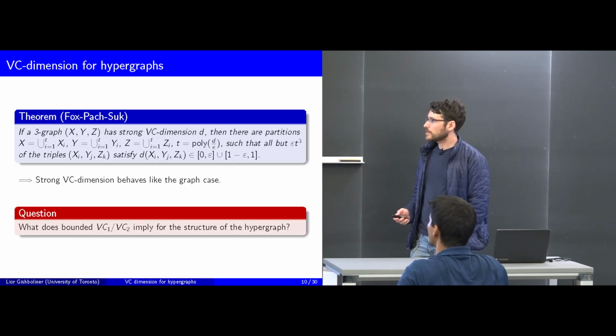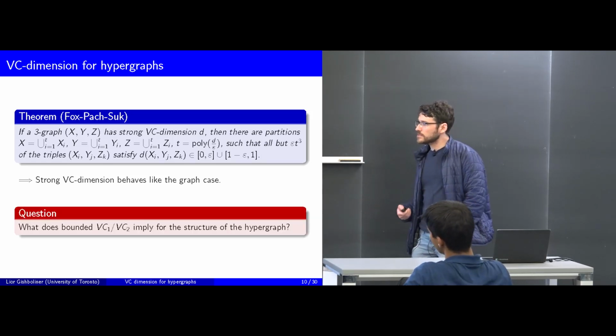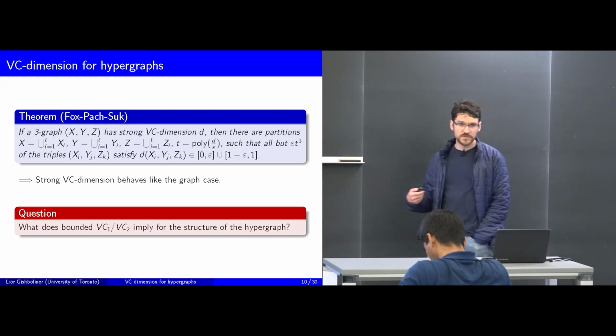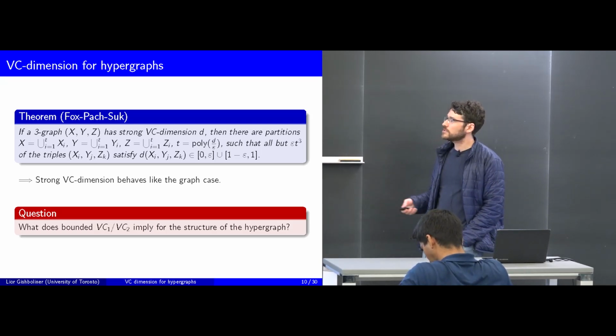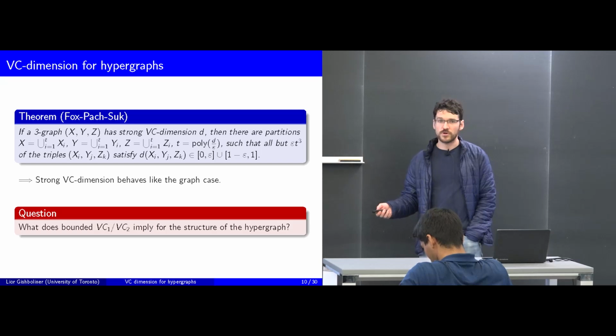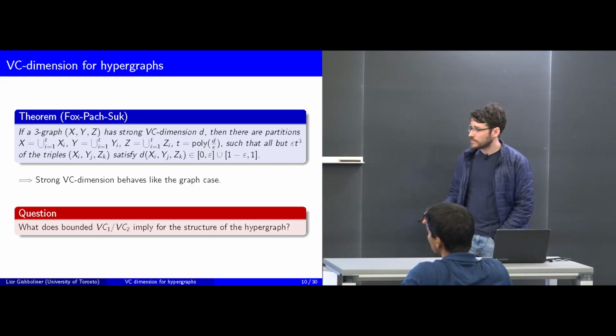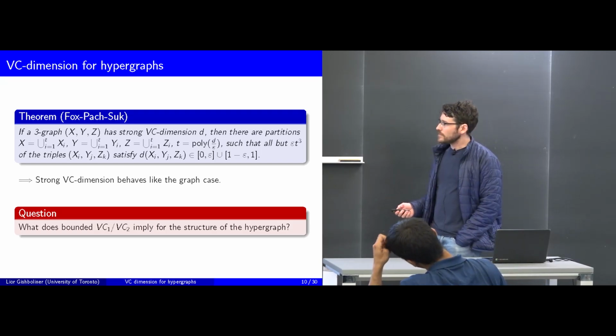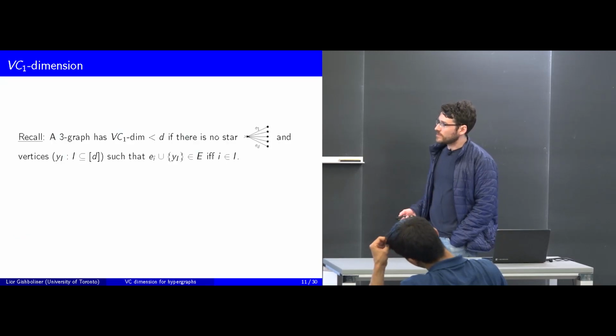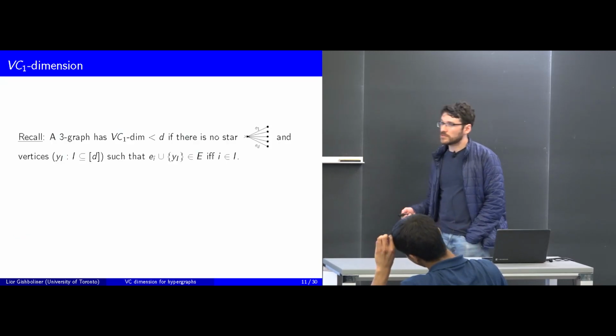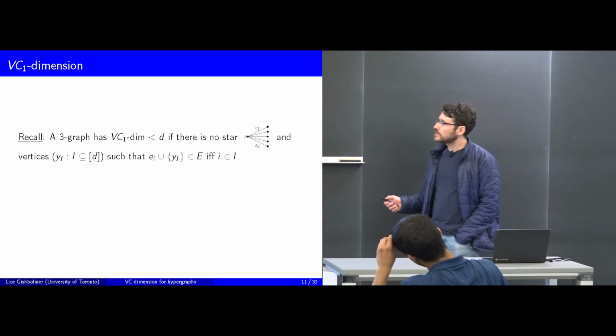OK. So now what we can ask is, if we assume there is bounded VC1 dimension or VC2 dimension, what can we say about the structure of the hypergraph? OK. So let me start with the VC1 dimension. So let me remind you what it means.